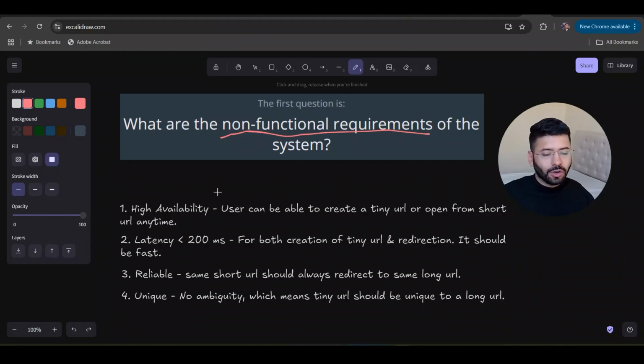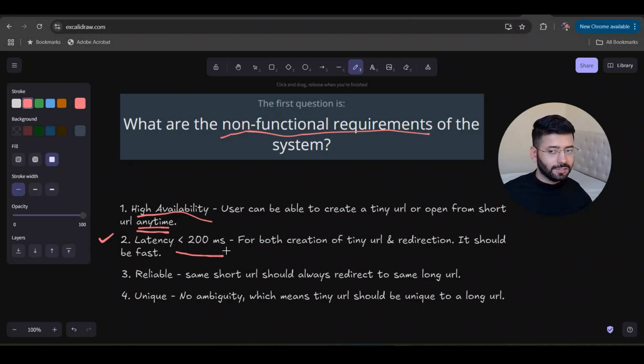The first non-functional requirement that I mentioned was high availability, and with that I also gave a brief summary that the user should be able to create a tiny URL or open the long URL from the short URL anytime. So our system should be highly available. Number two, I mentioned low latency. Because last time I was provided the feedback in the mock interview that I should provide the numbers as well, this time I mentioned latency should be less than 200 milliseconds. So for both creation of the short URL or the redirection, this should be fast and it should happen within like 200 milliseconds.